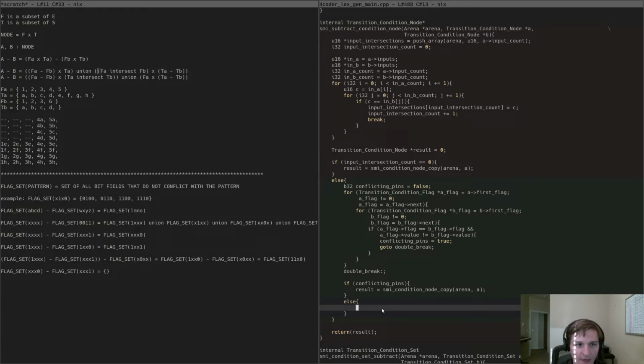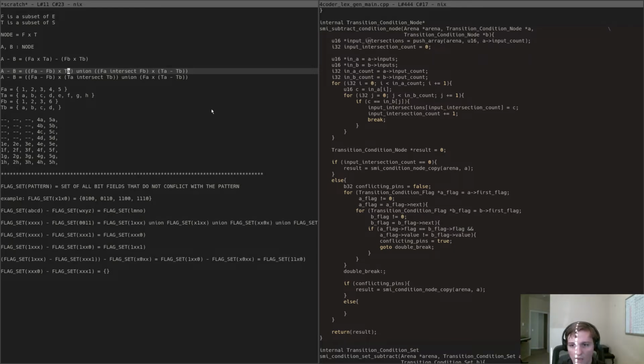Now, the other thing we haven't done yet is we haven't actually made sure that FA minus FB or TA minus TB were not empty. That might be worth doing too. So how do we know when that happens? Well, FA minus FB is empty when the input intersection is exactly equal to this FA, right? If FA intersect FB equals FA, then this subtraction is empty. And if that subtraction is empty, then this node disappears, and we only need this node, right? Similarly, if TA minus TB is empty, then this node disappears and we only need this node. If they're both empty, then the whole thing is empty and we can return an empty node.